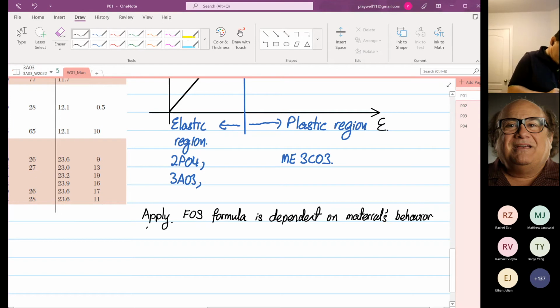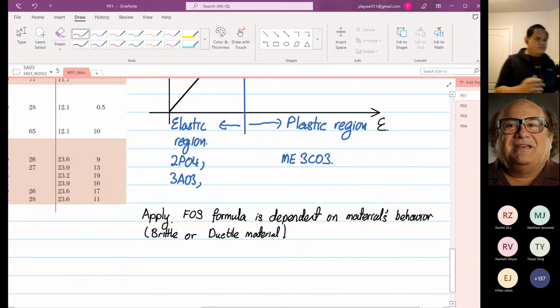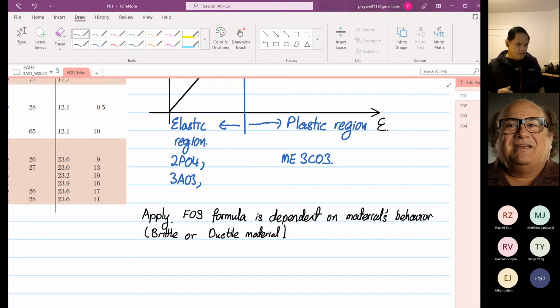Behavior over here is dependent on whether they are classified as brittle or ductile material. Okay, it is dependent on whether it is brittle or ductile.